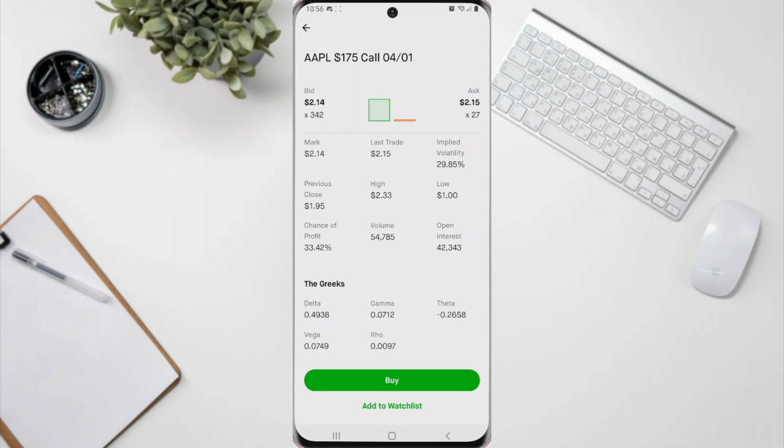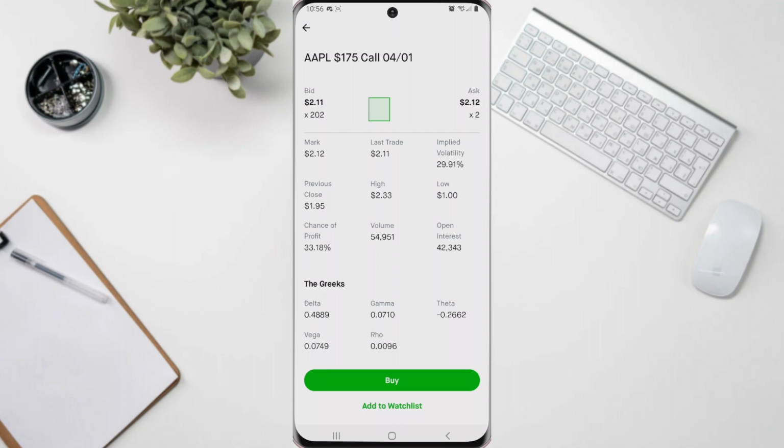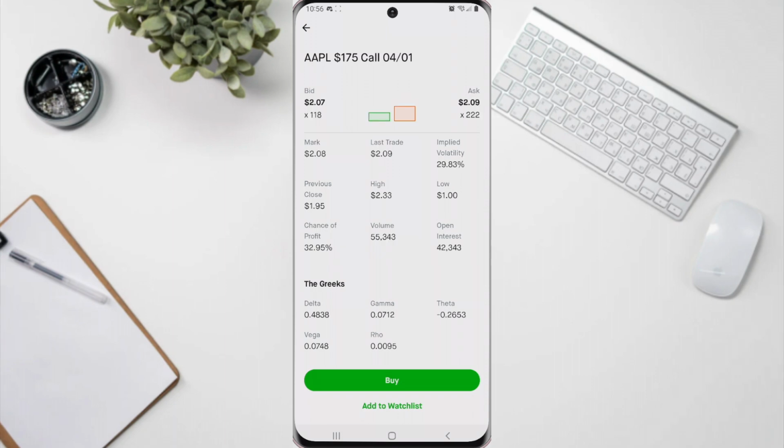The volume looks good to me. I like it. It's not necessarily the 3-to-1 that I like to see, but there is more volume in this contract than there is open interest, and that is what I like to see. The volume is basically the amount of people that have traded that contract, going in and out of that contract right now. So you've got 54,000 people going in and out, in and out of this contract. It's being traded a lot. Your 42,000 in open interest is just the amount of people that are still holding that contract.